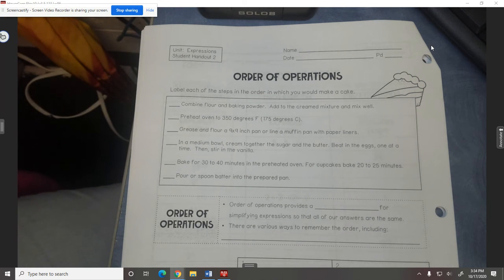Alright guys, our lesson for today is going to be over order of operations.